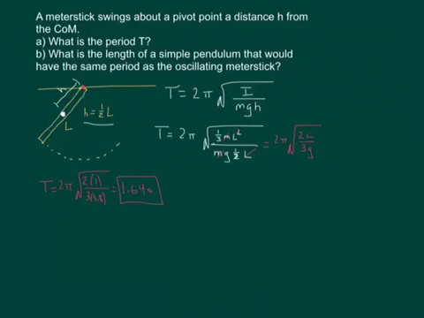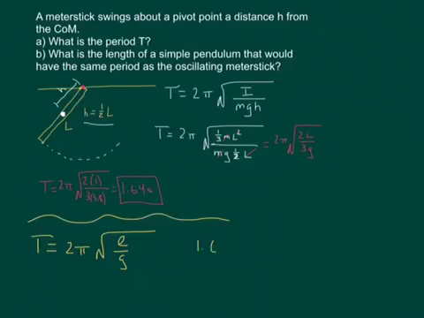For part B, we want the length of a simple pendulum that would have the same period that we just found. So we want to use our simple pendulum formula. For a simple pendulum, we know that our period is going to be 2 pi times the square root of L over g. We want to plug in 1.64 for our period, and we want to solve for L. So we're going to do that. 1.64 equals 2 pi times the square root of L over 9.8.